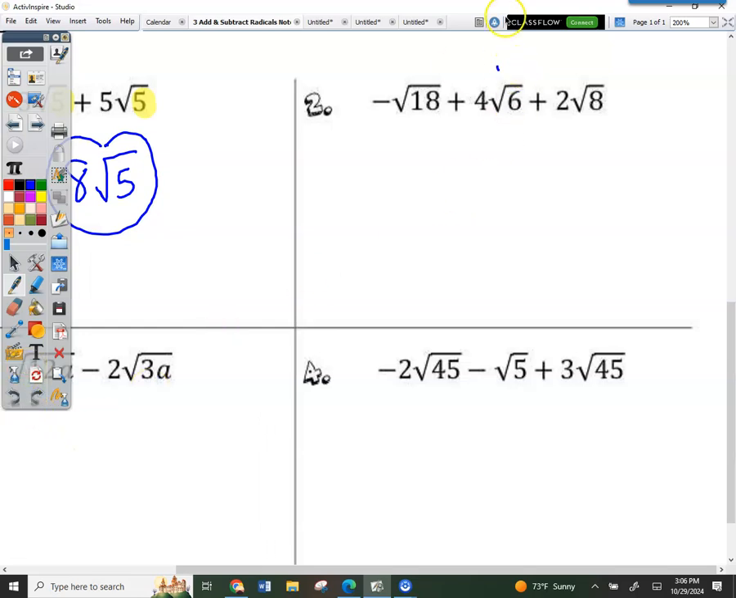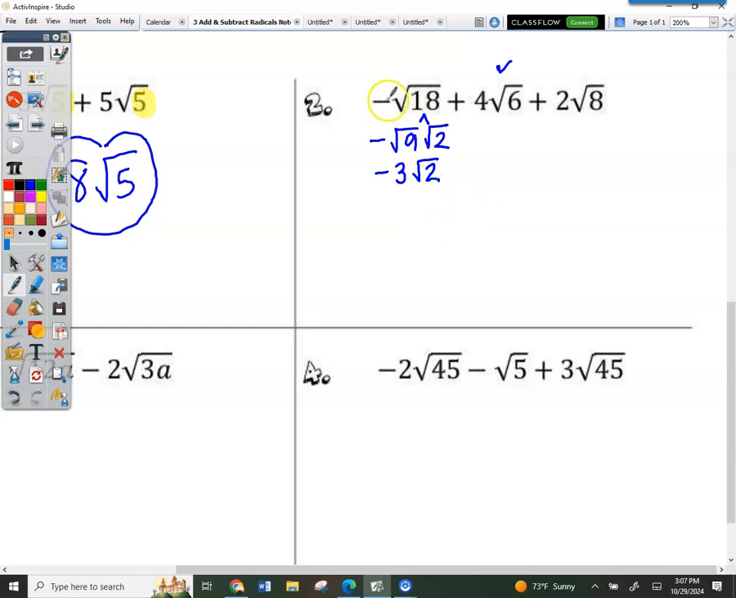I can't do anything with it. I'll come back to it when I get towards the end of my problem. That one's done. Is 18 broken down in its simplest form? No, 18 is not simplified. What perfect square goes into 18? 9. How many times? 2. So this becomes square root 9 times square root 2. Bring that negative down. What is the square root of 9, y'all? 3. So that's negative 3 root 2.